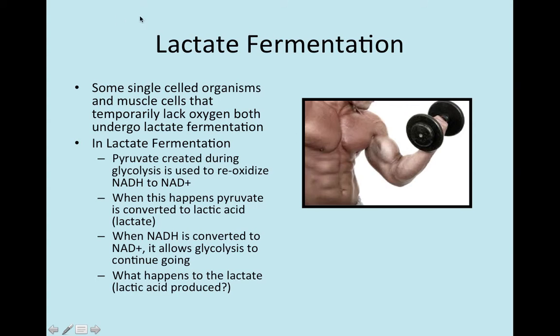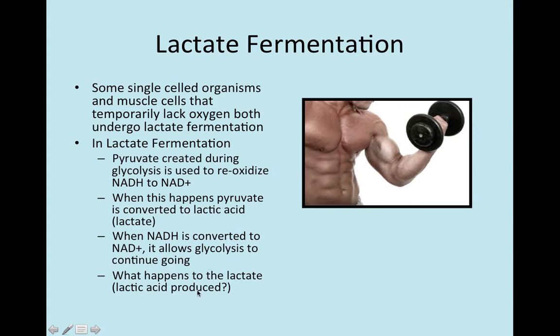Okay, so the first one we're going to talk about is lactic fermentation. This is what happens inside our muscle cells, when we produce lactic acid. Some single-celled organisms and muscle cells temporarily lack oxygen. Both undergo lactic fermentation. Now, cells will always prefer to do aerobic respiration if they can, because you maximize energy production. But if you run out of oxygen, then you switch over to anaerobic and start making lactic acid. In this case, the pyruvate created during glycolysis is used to reoxidize NADH to NAD+. When this happens, pyruvate is converted to lactic acid, or lactate is another name for it. When NADH is converted to NAD+, it allows glycolysis to continue going.